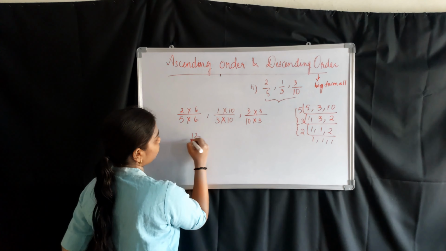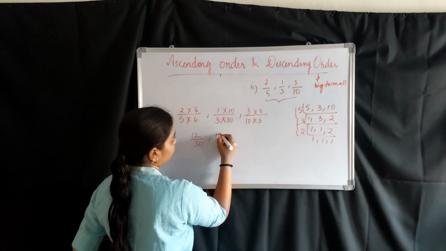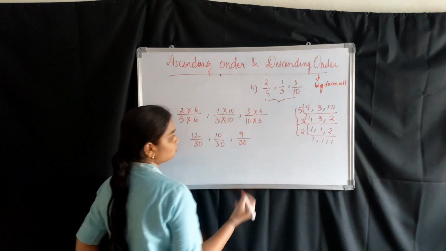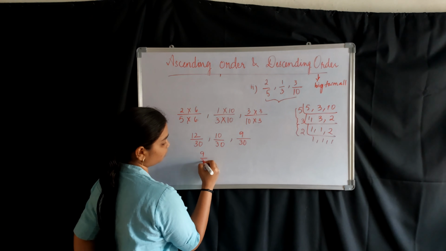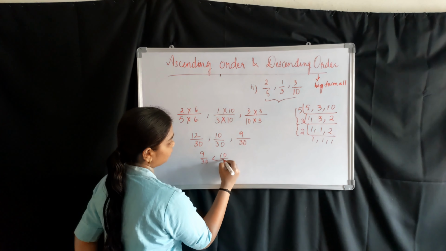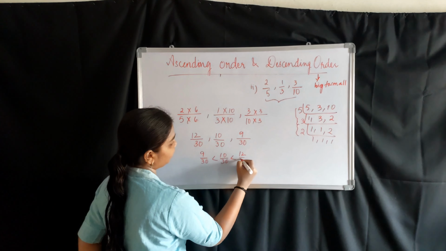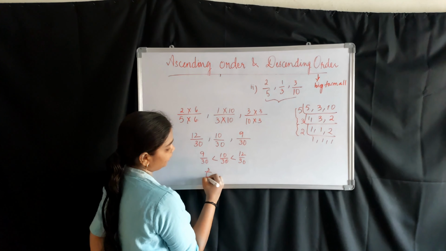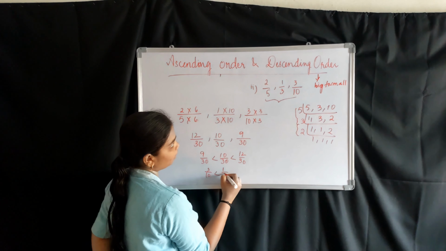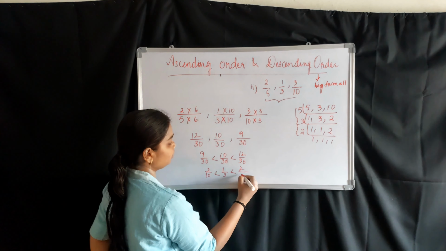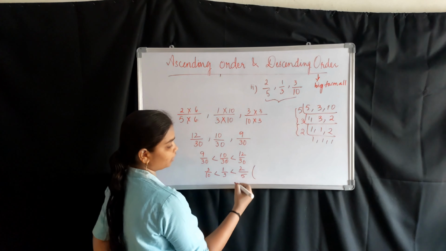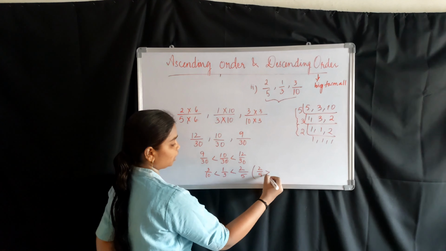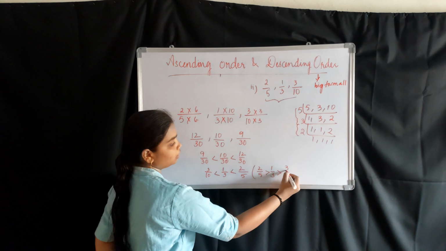So this would be 12 by 30 and 10 by 30 and 9 by 30. Now the smallest is 9 by 30, less than 10 by 30 and less than 12 by 30. In case of fractions, it would be 3 by 10 less than 1 by 3 less than 2 by 5. In the same sense, for the descending order, it is 2 by 5 greater than 1 by 3 greater than 3 by 10.